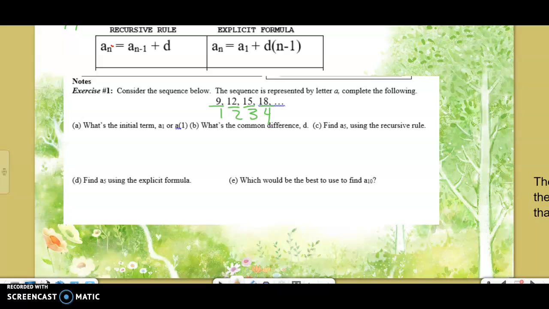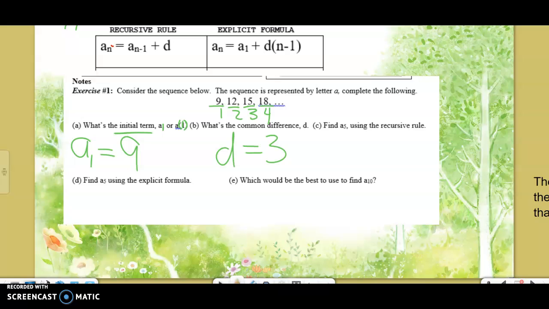So if we're going to find the first term, the initial term, we can call this a1, or a(1) with parentheses around it. Either way you go with it, the first number is, in fact, 9. What would you say their common difference is? What would you say they're changing by? There should be a pattern. It is a sequence. Changing by 3. Good. So the common difference is 3.